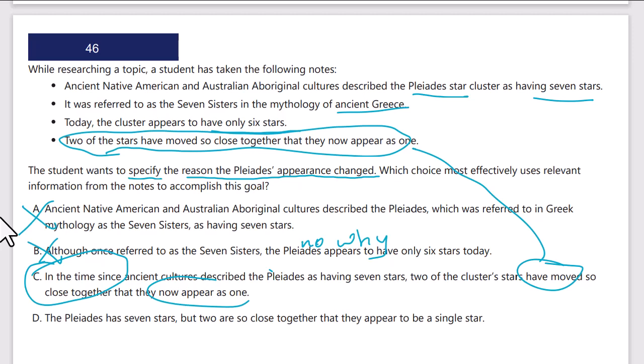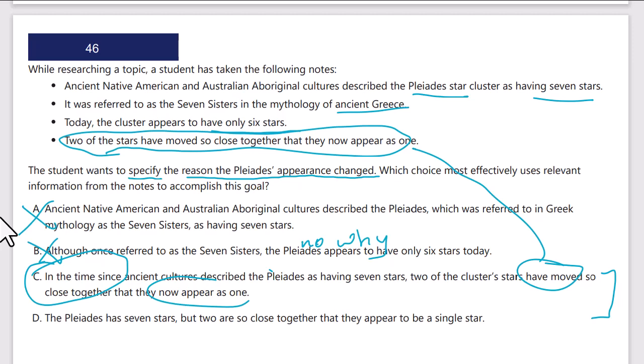The Pleiades has 7 stars, but 2 are so close together that they appear to be a single star. Ooh, hold on. Let's check C versus D. We might have a little competition here. In the time since ancient cultures described the Pleiades as having 7 stars, 2 of the cluster stars have moved so close together that they now appear as one. Okay. He's specifying the reason the Pleiades appearance has changed. That is the reason. Okay, let me check D.